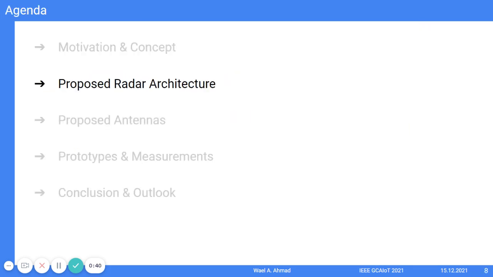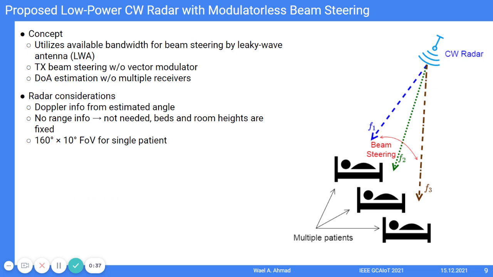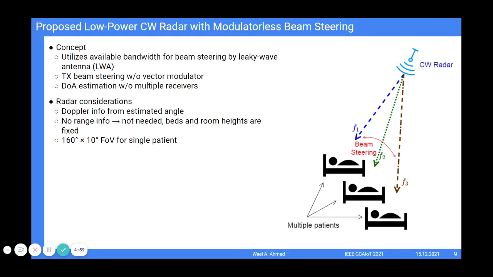I will talk more about the architecture in this section. The concept is to utilize the available bandwidth of the circuits, or the regulated bandwidths in the frequency range, to scan the TX beam and measure the angle from the reflection from the target, so the direction of arrival, using only a single receiver. This can be used only in Doppler radars. So to measure vital signs, for example, only a CW signal is required. The range is not required in such an environment.